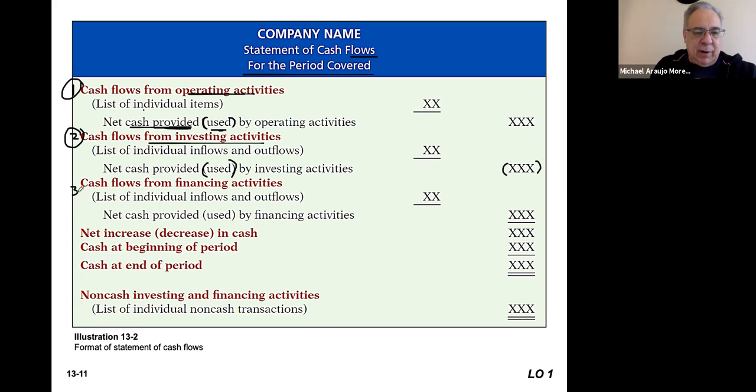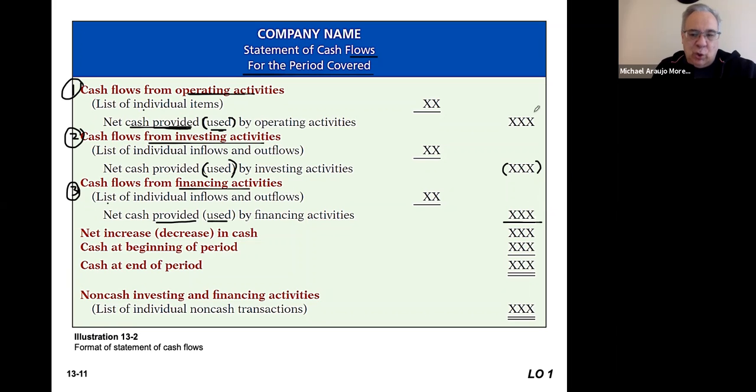The third part of the cash flow statement focuses on financing activities. So you'll have a list of the financing activities. Again, anything to do with long-term liabilities or stockholders' equity is listed here. This can go either way. Sometimes there's more cash coming in, so there'll be cash provided by financing activities. Sometimes there'll be cash going out, so there'll be cash used. This can go either way.